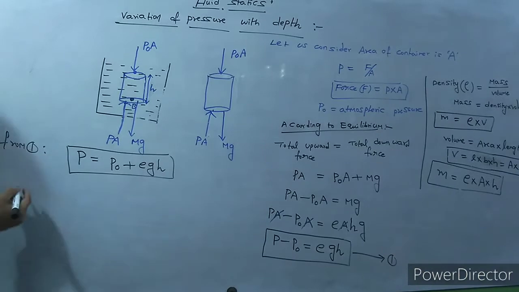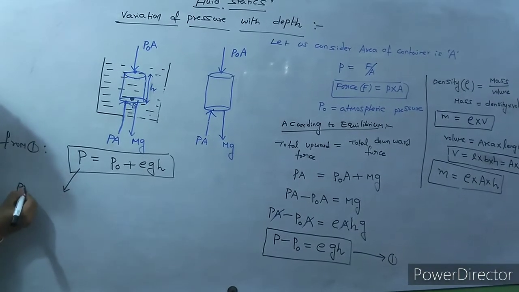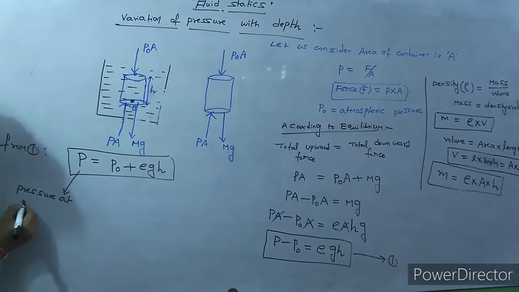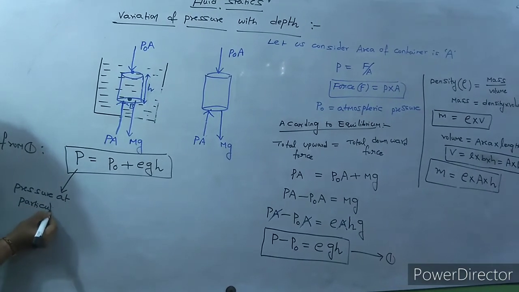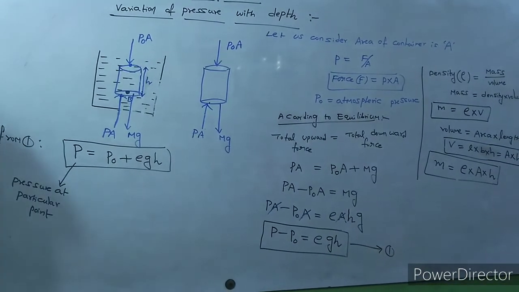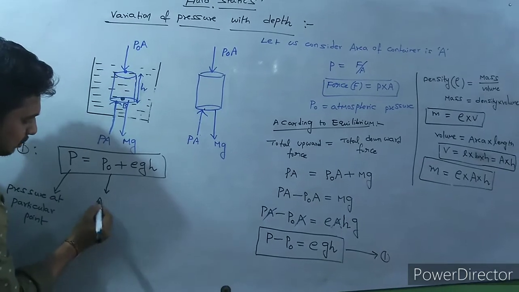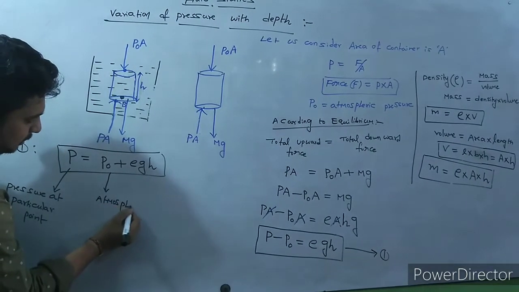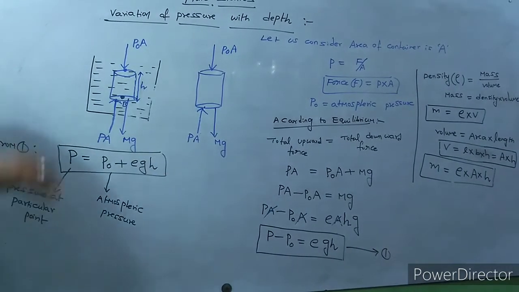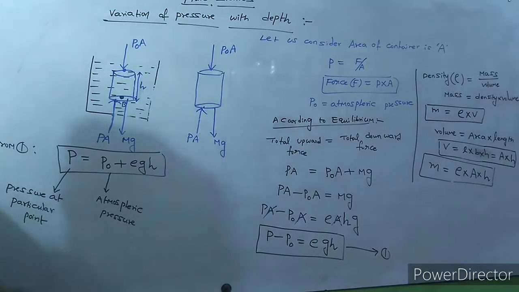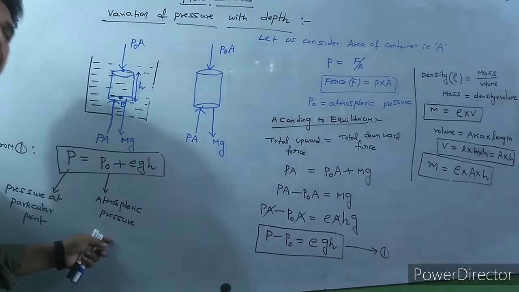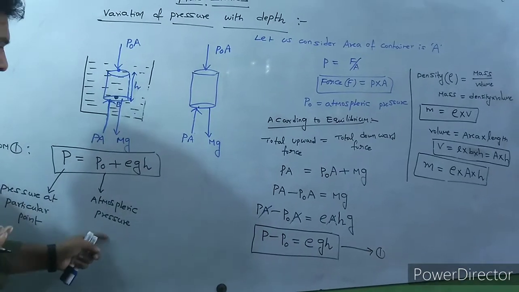Here P means pressure at a particular point. P naught means atmospheric pressure. Pressure due to atmospheric air is called atmospheric pressure. Have you understood? Atmospheric pressure means pressure due to atmospheric air.